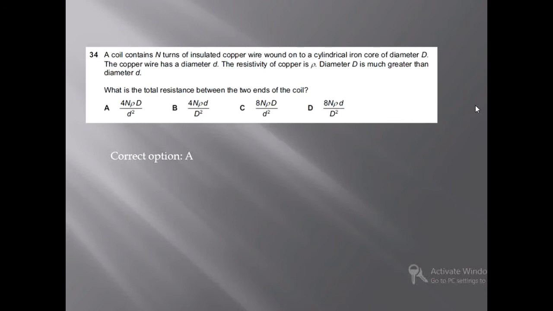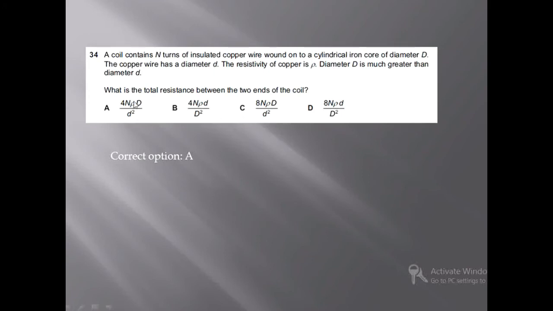MCQ number 34. A coil contains n turns of insulated copper wire wound onto a cylindrical iron core of diameter capital D. The copper wire has a diameter small d. The resistivity of the copper wire is rho. Diameter capital D is much greater than diameter small d. It has been asked: what is the total resistance between the two ends of the coil?